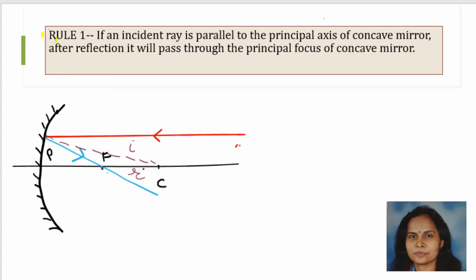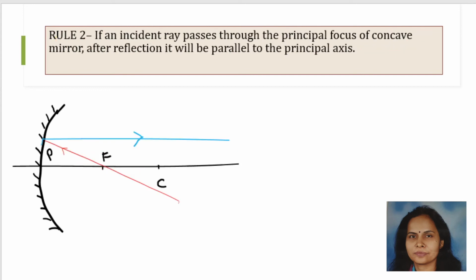As I have told you in lesson 1 also, the laws of reflection are valid for each and every point, whether it's a spherical surface, an irregular surface, a plane surface, a smooth surface, a shiny surface, whatever surface it may be, right? So the laws of reflection are valid at each and every point, right? So let's see for rule 2 also.